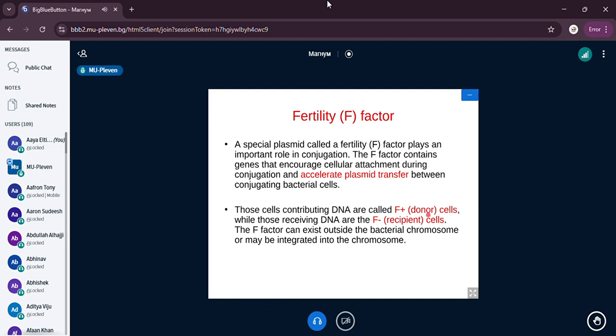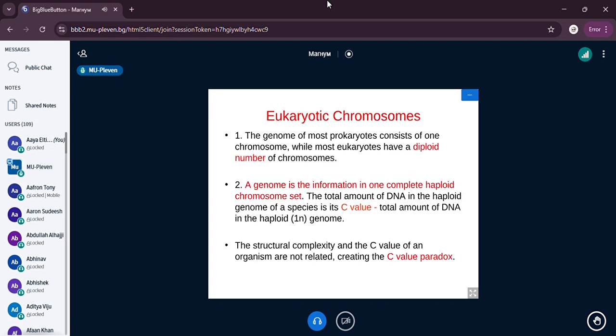Those that are donors of the F plasmid are F plus cells. Those accepting or receiving the F factor are recipient cells. The F factor can exist outside the bacterial chromosome, but it can be integrated into the chromosome. It's valid for all other plasmids. They can exist alone, aside from the main chromosome, but they can be integrated in the nucleoid of the bacterial cell. This was about the organization of the genome of prokaryotes.